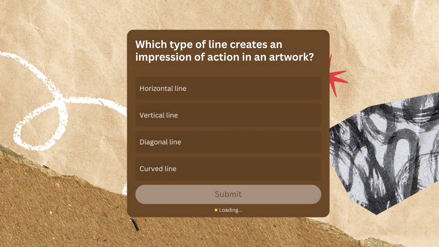Now, let's try answering this question based on what we discussed earlier about lines. Which type of line creates an impression of actions in an artwork? Is it a horizontal line, vertical line, diagonal line, or a curved line?